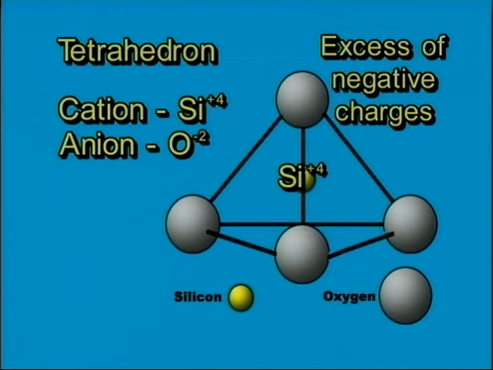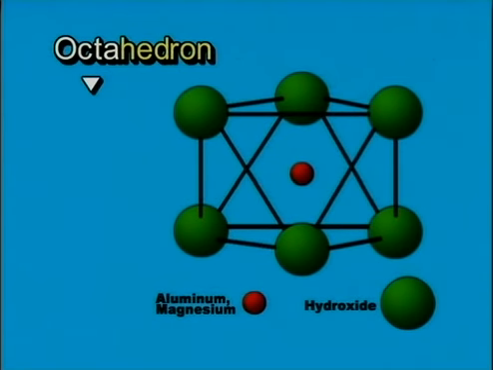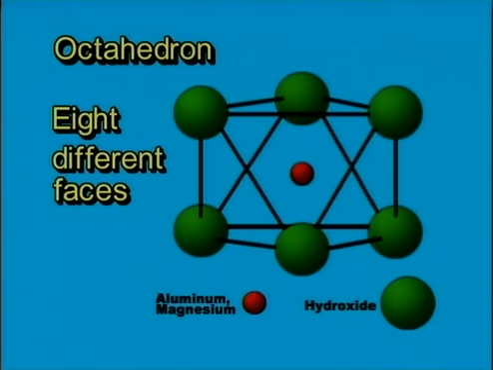The second basic type of spatial arrangement of elements in the mineral structures is called an octahedron. Octa, O-C-T-A, hedron. The prefix octa has a meaning of 8. In this case, it is not 8 oxygens, but rather an 8-sided structure. And that's very difficult to illustrate in 2 dimensions, but we basically have 8 different faces to this structure, the octahedron.